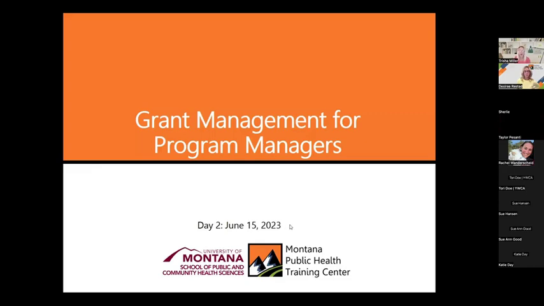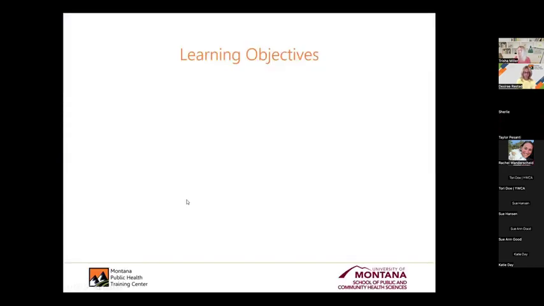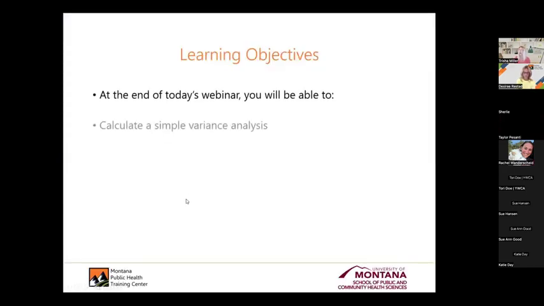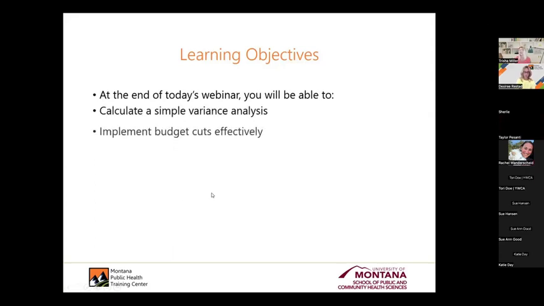All right, so I think I have here what we're going to learn about today. We're going to be able to calculate a simple variance analysis, and we're going to implement budget cuts effectively. None of us wants to do that. We're actually going to talk about adjusting the budget and what are some different techniques we might use if we find ourselves in that position. And there's a difference between what we can do with our actual grant.